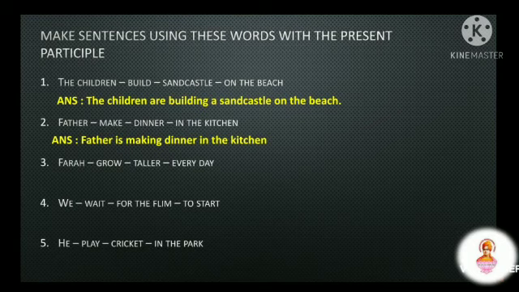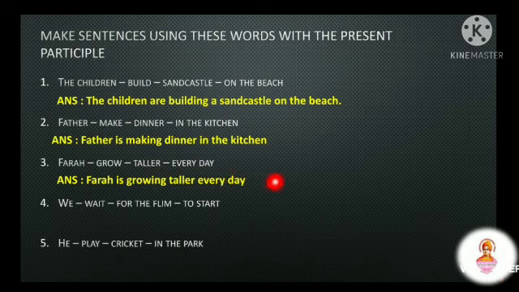Now see the third one. Farak grow taller every day. Farak, a single person. So Farak, which is the verb here? Grow. So we have to add ing form, growing. To complete the sentence, we need the helping verb. So Farak is growing taller every day.